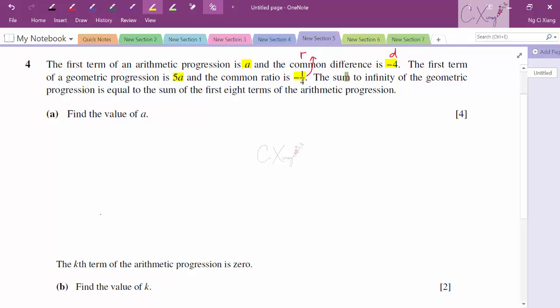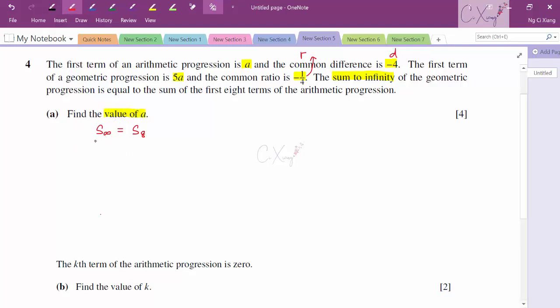They give us the information that the sum to infinity of the geometric progression is equal to the sum of the first 8 terms of the arithmetic progression. So from here, we have one useful piece of information: the sum to infinity for the geometric progression will be equals to the sum of the first 8 terms. This is arithmetic progression, this is geometric progression. By using this information, we can find the value of A.